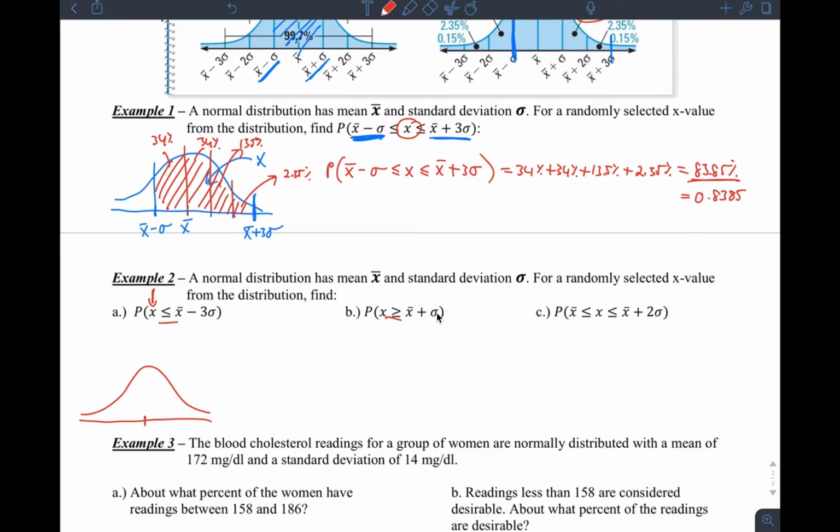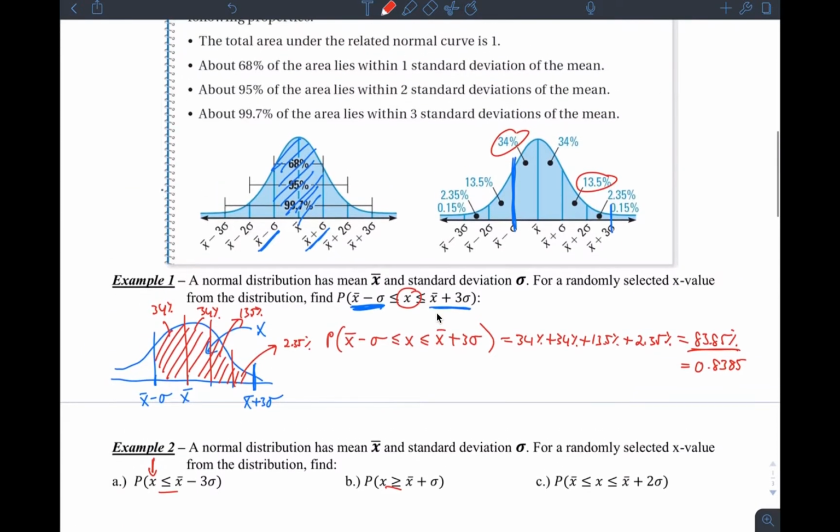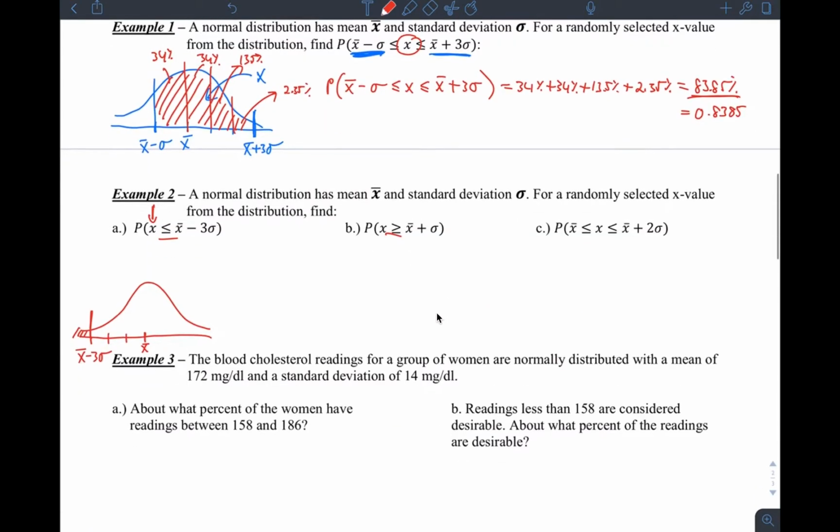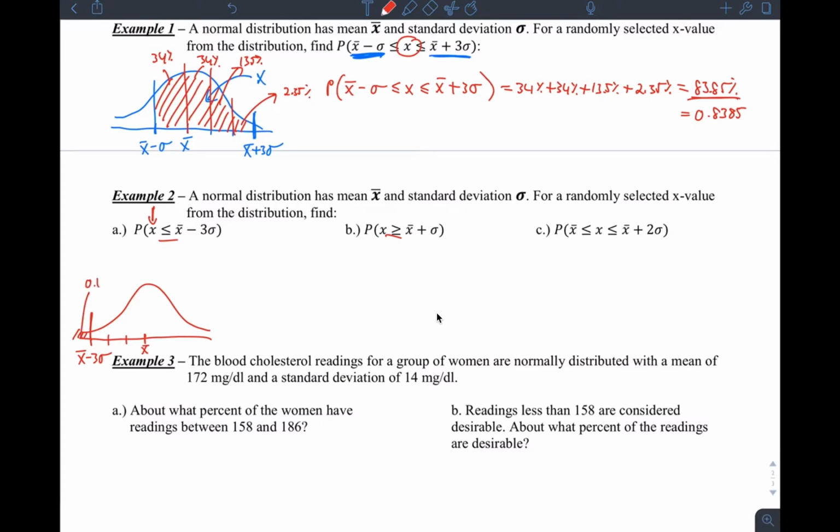So here's the mean x bar, and then if I go 1, 2, 3 this way, 3 standard deviations, here's x bar minus 3 sigma. The question is, what's the probability that x is less than that? Less than that would be out this way. If we refer back to this given diagram, less than x bar minus 3 sigma is this little sliver right here, which we just drew, and that's 0.15%.